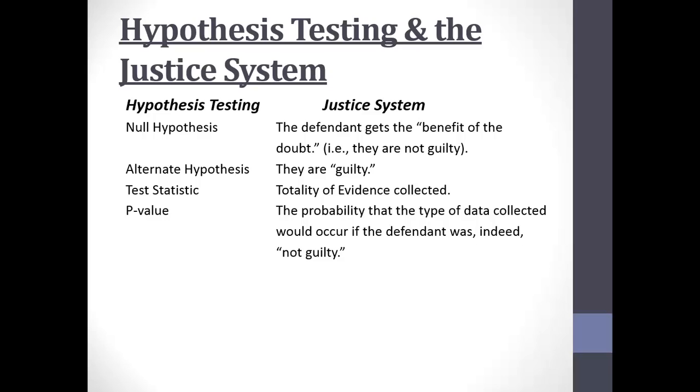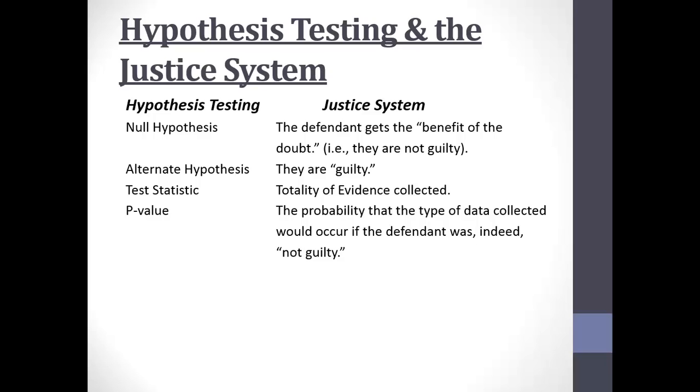So our test statistic, think about that as all the evidence that we collect. Again, we're trying to decide if this person is guilty or not guilty. So we go to our data and we collect a bunch of evidence. That's what the test statistic is doing too. It's going to the data and looking at the information that we've collected. And then the p-value is how likely it is that the data we got would have happened if the defendant was indeed not guilty.